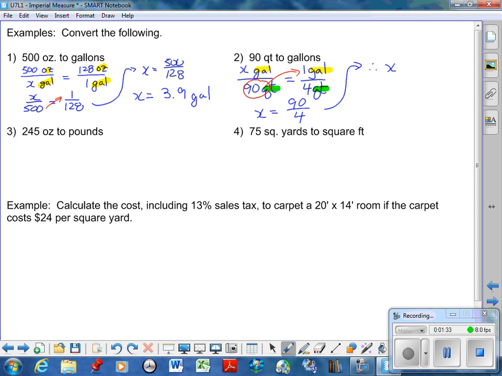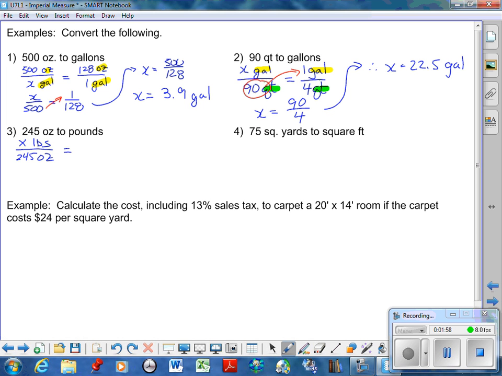So 90 divided by 4 gives us somewhere in the area of 22 and a half, I believe. So 22 and a half gallons. All right. So moving along then. The other ones are very, very similar. Okay. How many pounds? X pounds for 245 ounces.